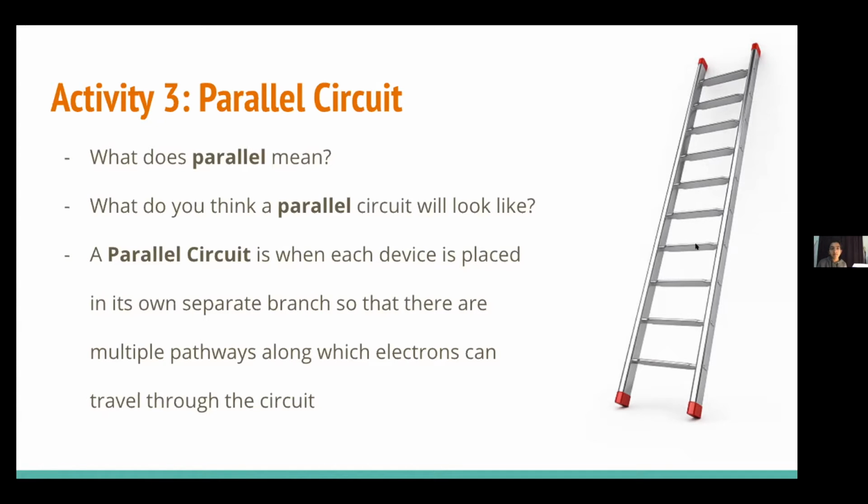So like it says, each branch has a device placed on it, and so the electrons have multiple pathways through which they can flow. So let's see an example in the next slide.